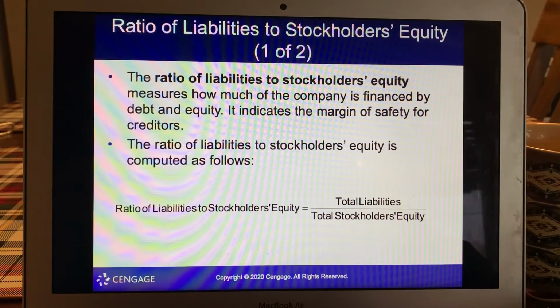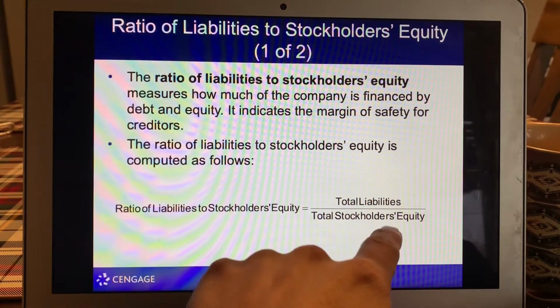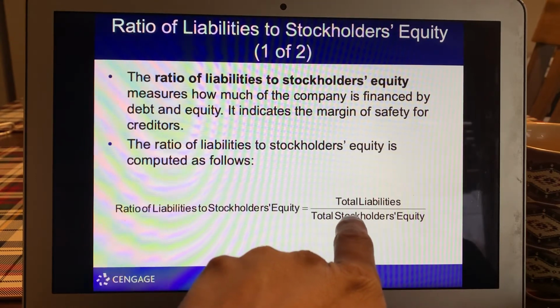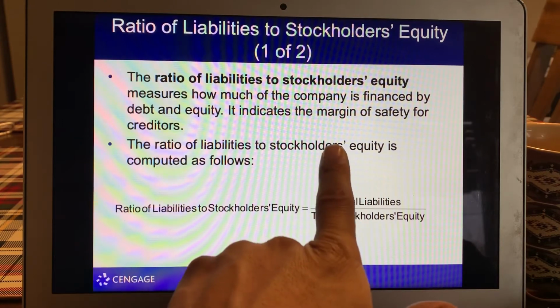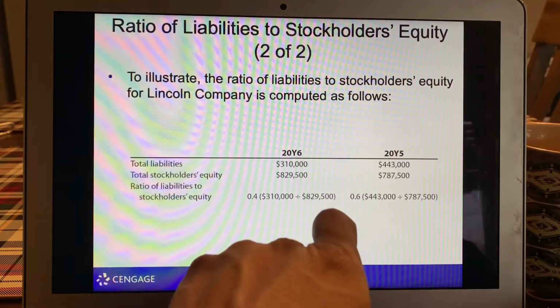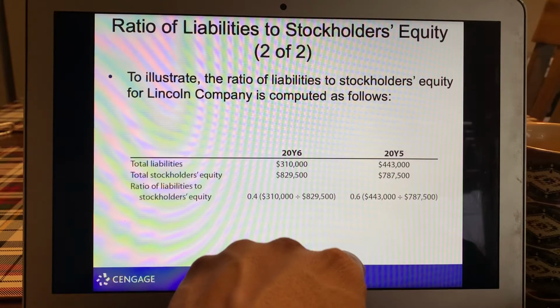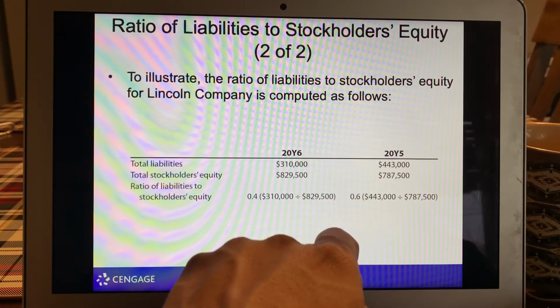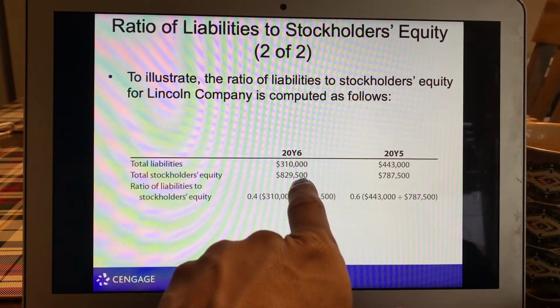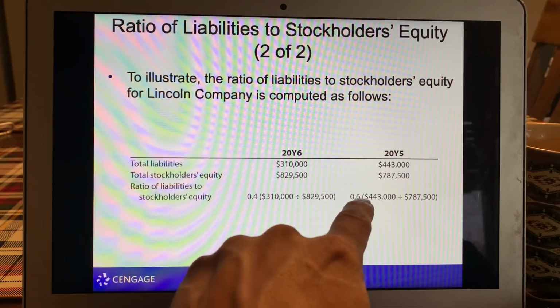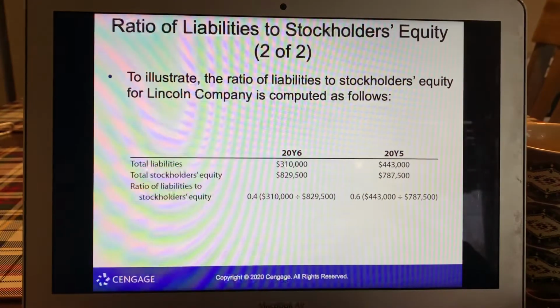The ratio of liabilities to stockholders' equity is total liabilities divided by total stockholders' equity, okay? And the ratio of liabilities to equity is computed as follows. It indicates a margin of safety for creditors. Keep in mind, these are all for internal and external people that make decisions, like it says, creditors or the board or people that are going to invest in the company. So 310 divided by 829,500 gives us 0.4. And on this side, it gives us 0.6.